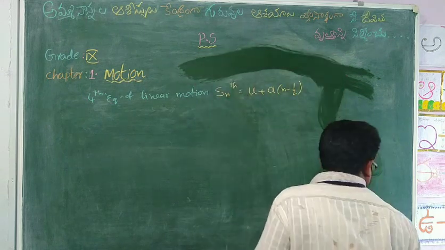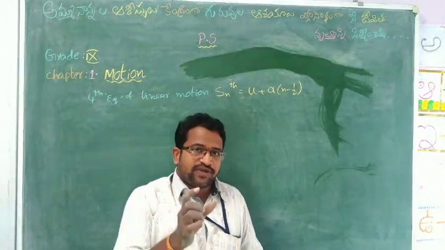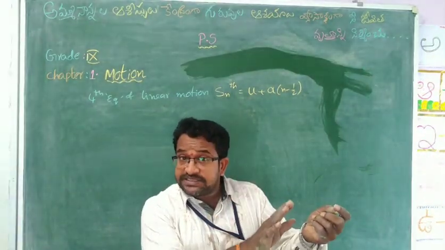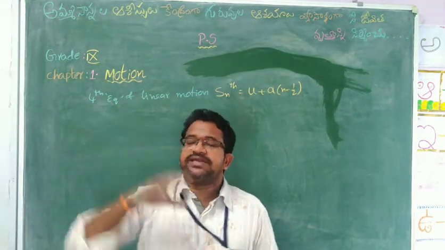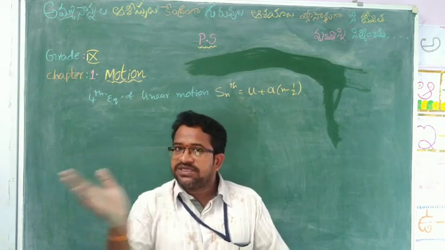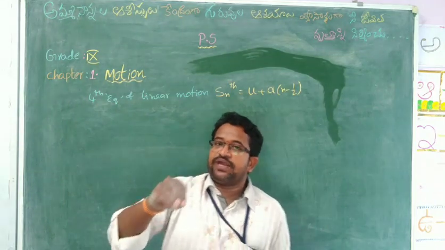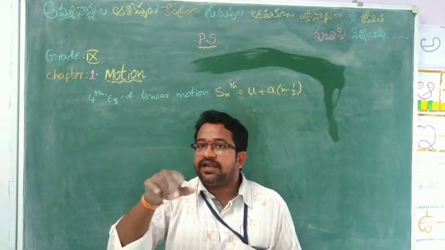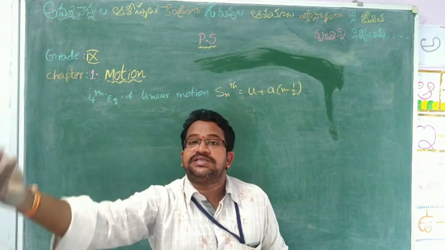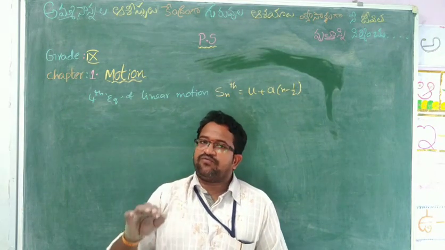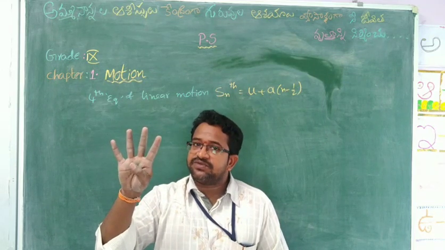Means, if you want to find the distance in the 6th second, then you have to find distance in 6 seconds minus 5 seconds. If you want to find the 12th second, distance in 12 seconds minus distance in 11 seconds. If you want to find the 99th second, then distance in 99 seconds minus distance in 98 seconds. If you want to find the 5th second, distance in 5 seconds minus distance in 4 seconds.